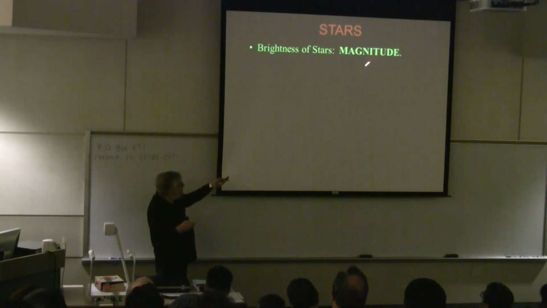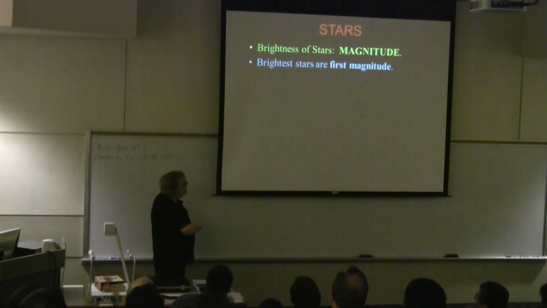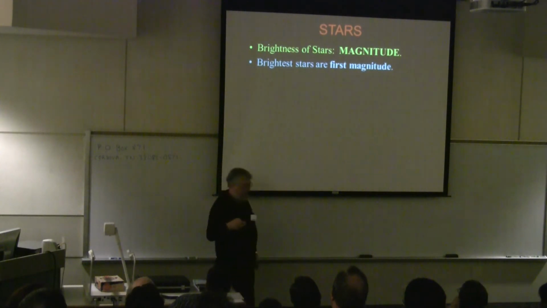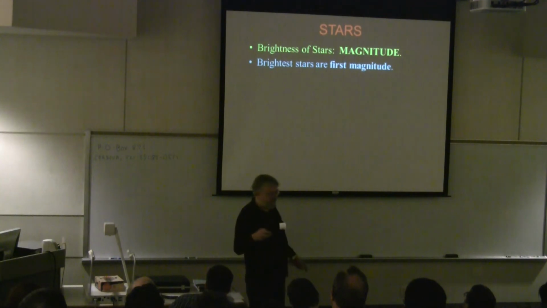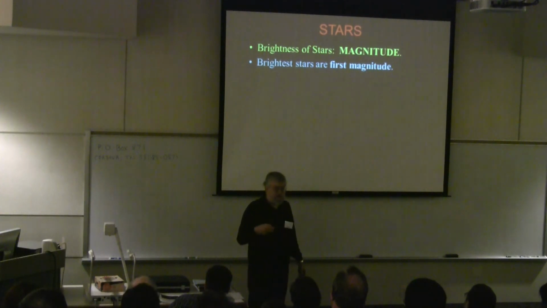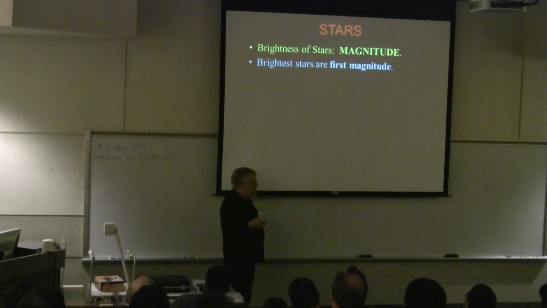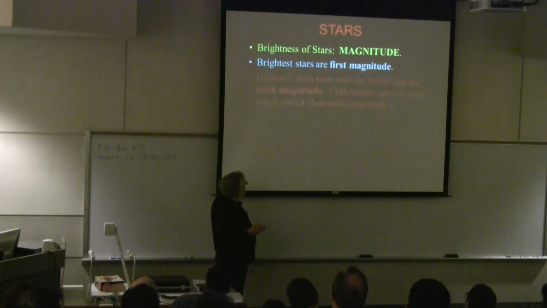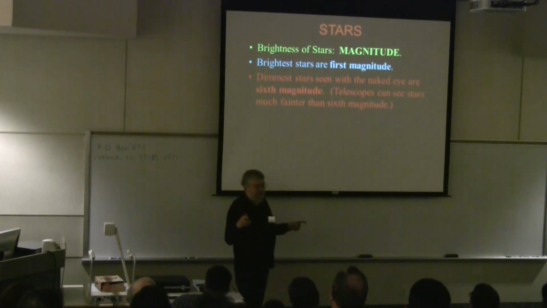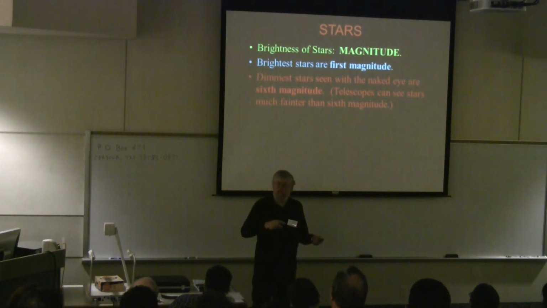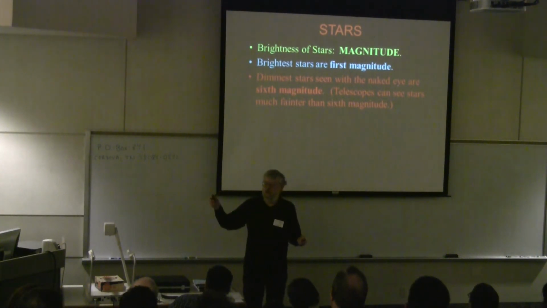to their magnitude. The brightest stars were intended to be first magnitude. When Hipparchus set up this scale, a century BC nearly, he called the brightest ones first magnitude. And the faintest ones you could see with the unaided eye are sixth magnitude. And if you divide that into equal steps and see how bright they actually are, each one's about 2.5 times as bright as the other.